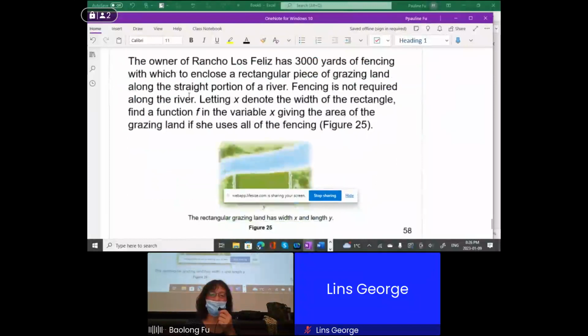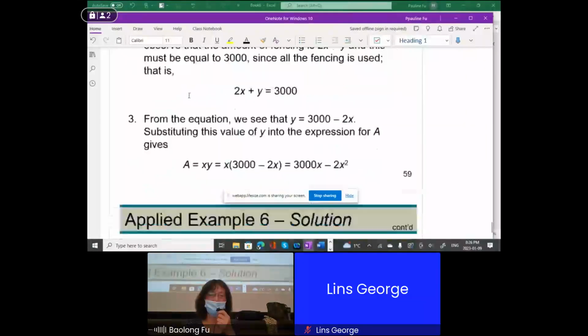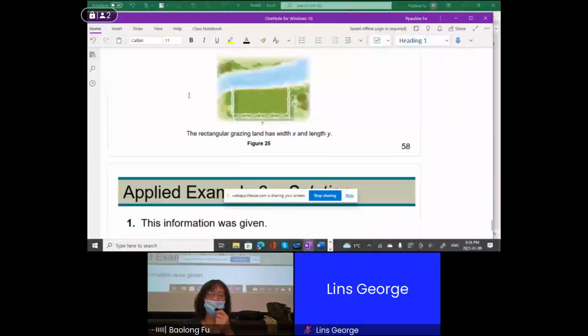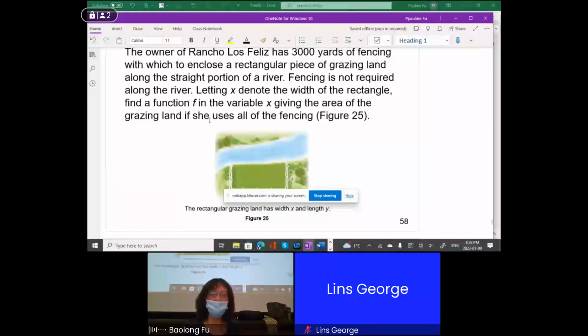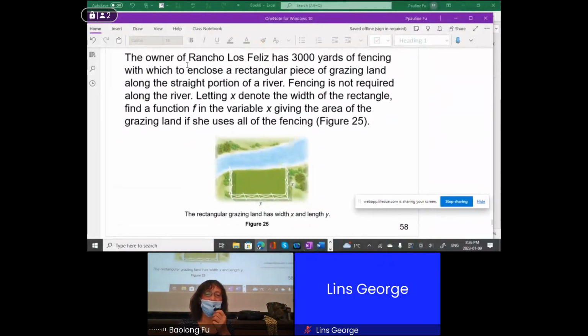Constructing a mathematical model. This one is interesting: building a fence. Okay. The owner of Rancho Los Feliz has 3,000 yards of fencing to enclose a rectangular piece of grazing land along the straight portion of a river. Fencing is not required along the river. Let x denote the width of the rectangle.